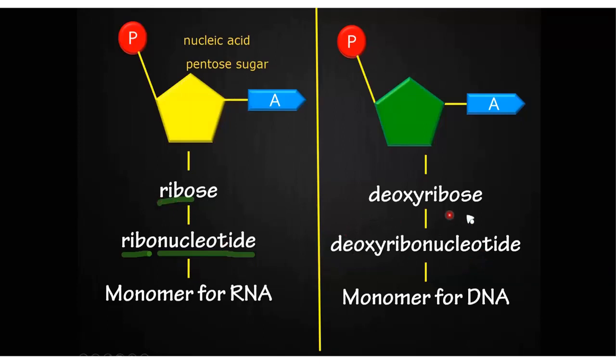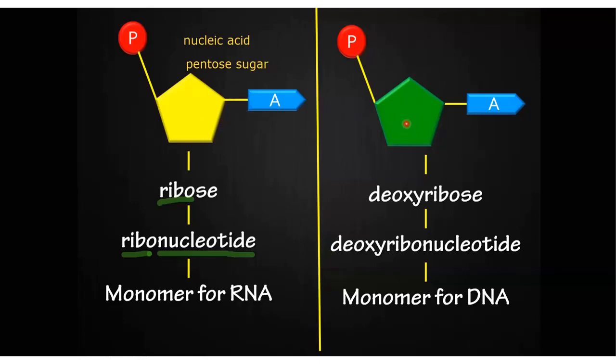Deoxyribonucleotide, because they have deoxyribose sugar. Both of these are pentose sugars. I think Leandra's question was, when does it become ribose? When does it become deoxyribose? Both of these are pentose sugars. It all depends on what the cell wants to make.